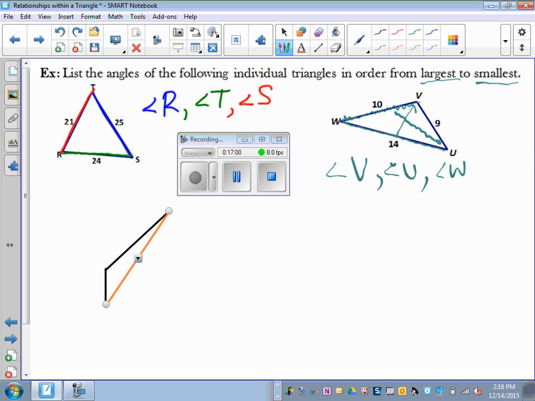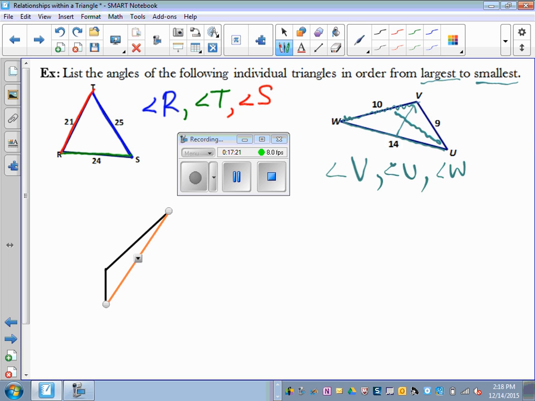Now do be careful when you do these problems, guys. Read the directions, because it's not always going to ask for largest to smallest. It might ask for smallest to largest. It might only ask for the largest, or it might only ask for the smallest, or it might ask for the one in between. So make sure you're reading the instructions for that. Okay, questions on this first chunk of examples?